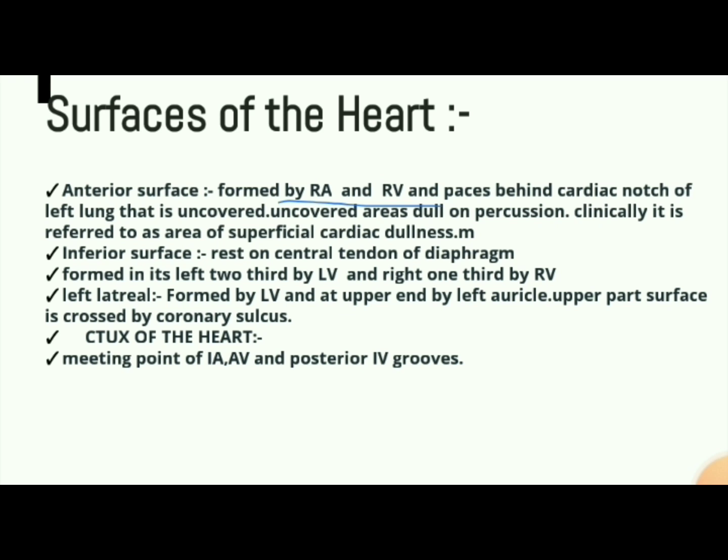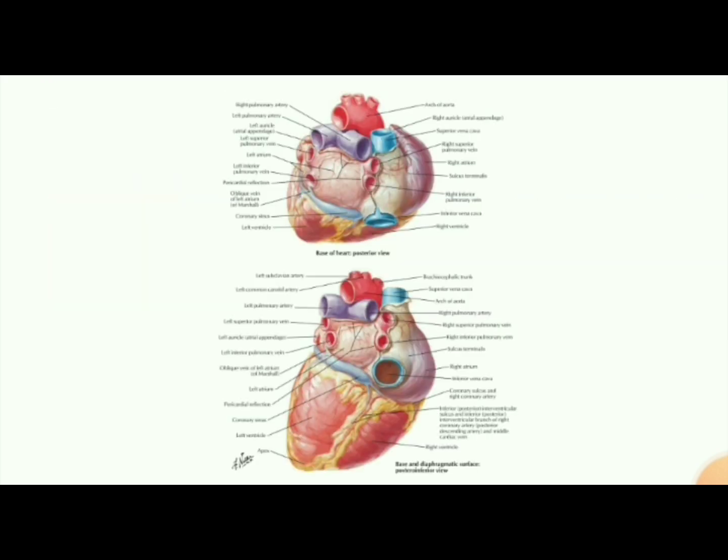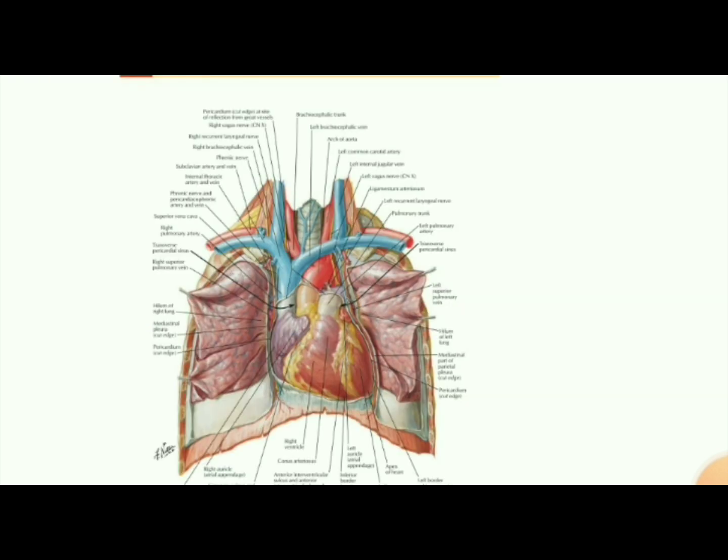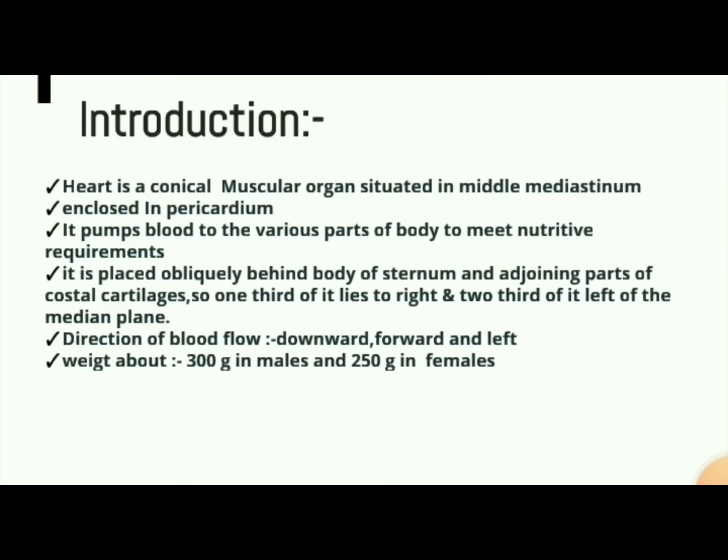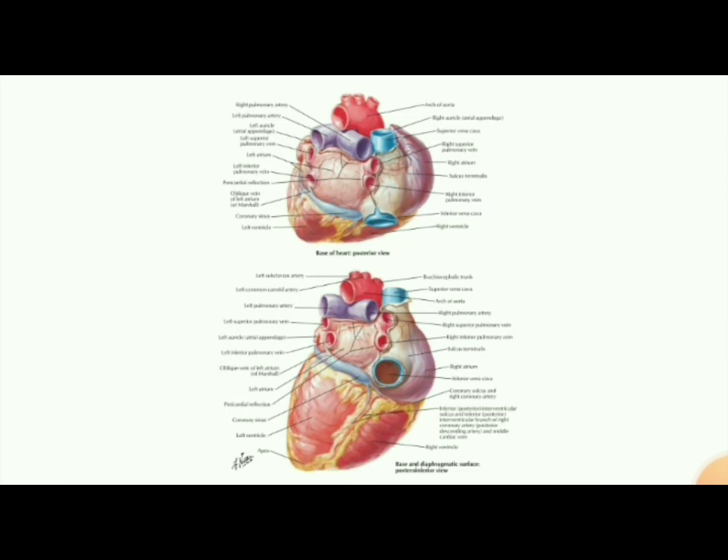Okay, so let's understand this sentence. It is formed by your right atrium and right ventricle. Yes, the anterior surface is formed by these two, the right atrium and the right ventricle. So let me first show you this figure where your anterior surface is made. Again, I am going to use this figure for your better understanding. Yes, so this is again the right atrium and right ventricle, which form your anterior surface, guys. Okay, so another feature of it.